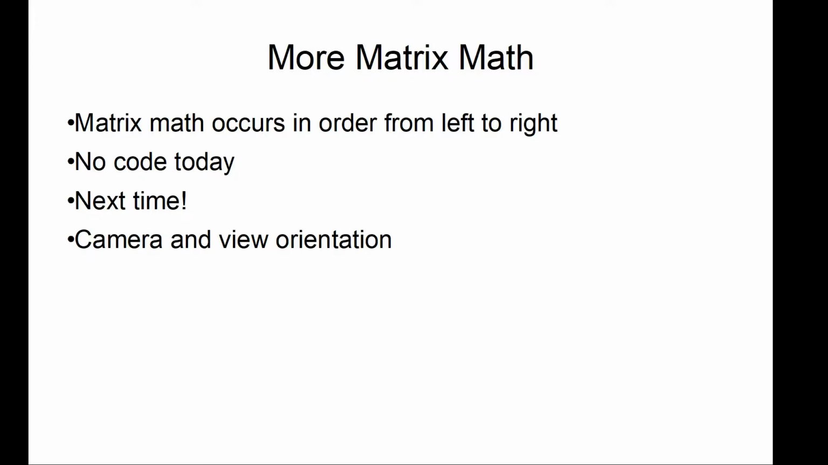However, something you must remember is that when you mix multiple types of matrix transformations, they occur in order from left to right. This means that if you rotate your model 180 degrees around the x-axis and then 180 degrees around the y-axis, it will look different than if you had performed those operations in the reverse order.